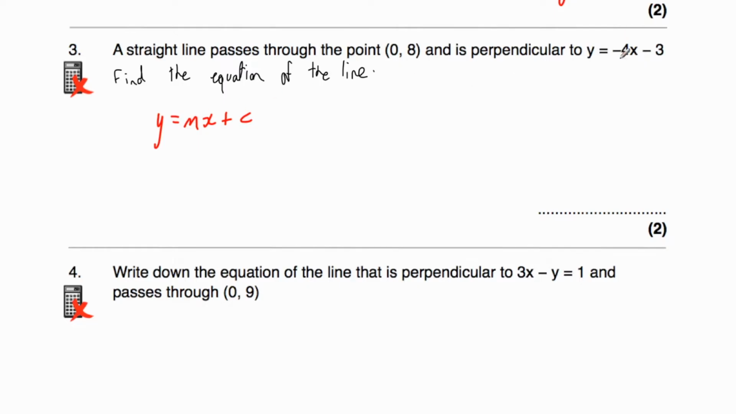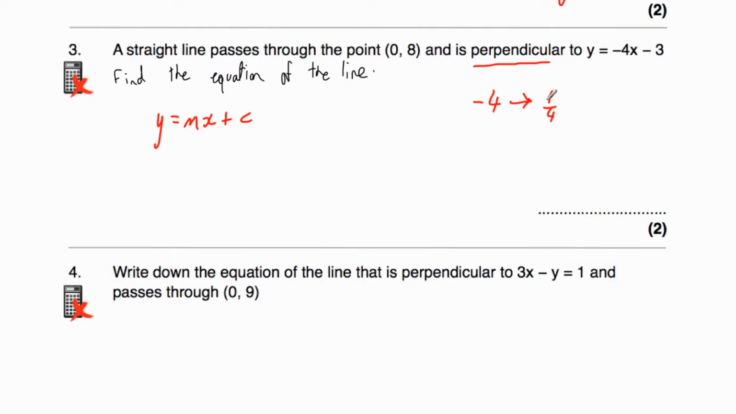The gradient of this line would be equal to -4 because y equals -4x minus 3, so the gradient would be -4. So because our line is perpendicular to that, if we find the negative reciprocal of -4, that will tell us what the gradient of our line is. So it's -4, but we want to find the negative reciprocal. That means we change the sign, so it's now going to be positive. And the reciprocal of 4 is a quarter. So the negative reciprocal of -4 would be a quarter because we're changing the sign.